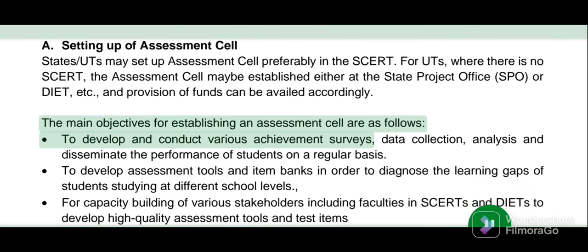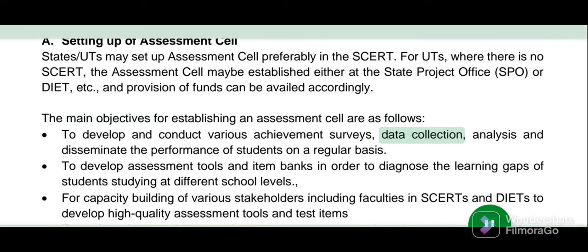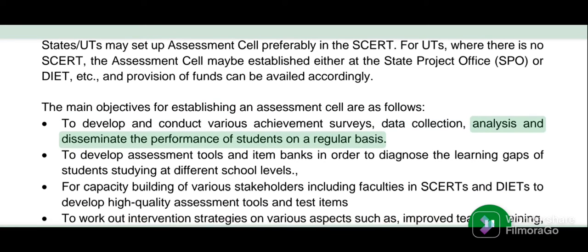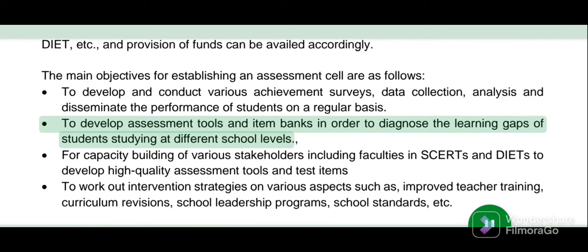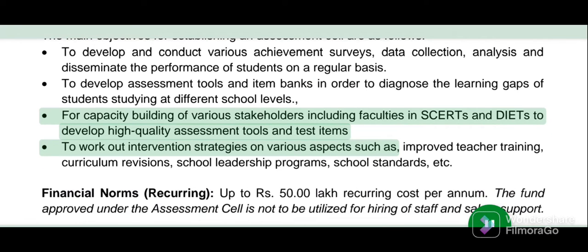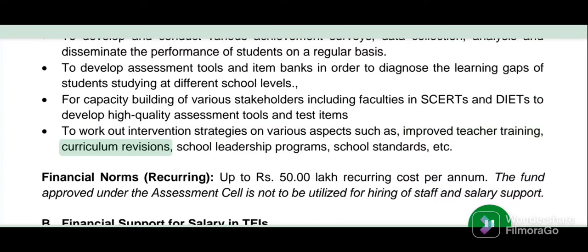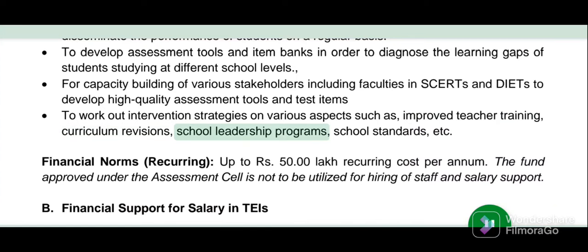The main objectives for establishing an assessment cell are as follows: to develop and conduct various achievement surveys, data collection, analysis and disseminate the performance of students on a regular basis; to develop assessment tools and item banks in order to diagnose the learning gaps of students studying at different school levels; and capacity building of various stakeholders including faculties in SCERTs and DIETs to develop high-quality assessment tools and test items, to work out intervention strategies on various aspects such as improved teacher training, curriculum revisions, school leadership programs, school standards, etc.